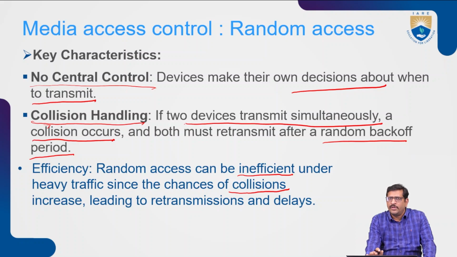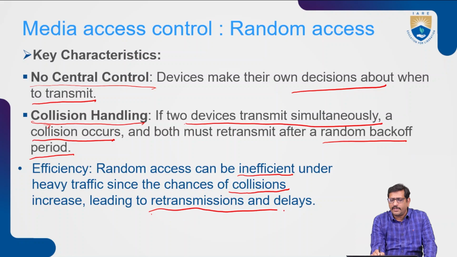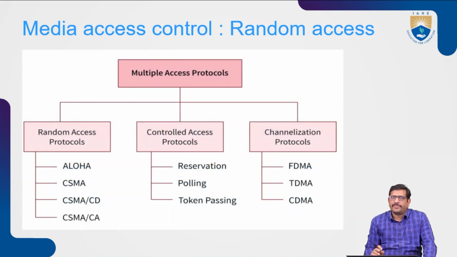So in this large network, if collisions occur, the data will be lost. The data being transmitted by the devices is damaged and lost, which leads to retransmissions and delays. The data needs to be retransmitted, and so the data is delayed.